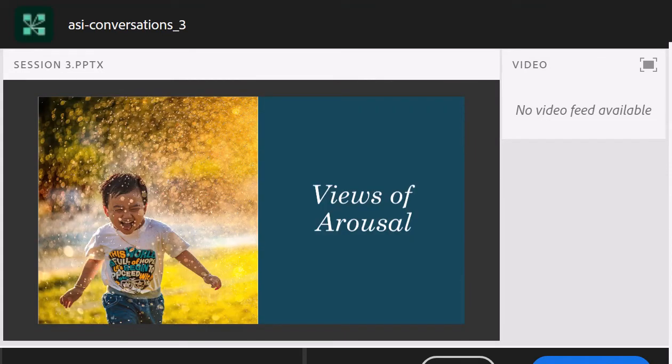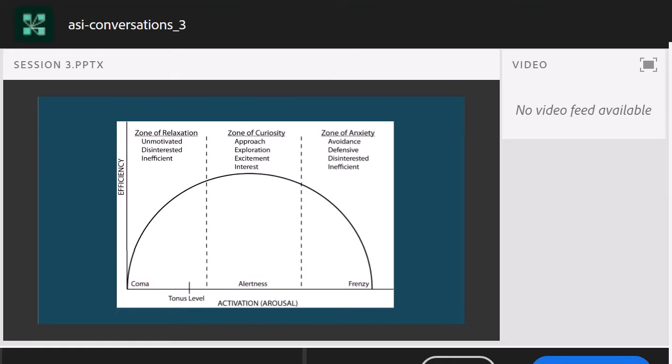Then we move on to arousal, which again is our state of alertness. And when we think about arousal, I actually have three different slides that look at arousal in related but slightly different ways. So the first is a diagram that many people have seen in terms of how alert you are in relationship to how efficient you are, or how connected and able to be present and engaged in occupation one might be.